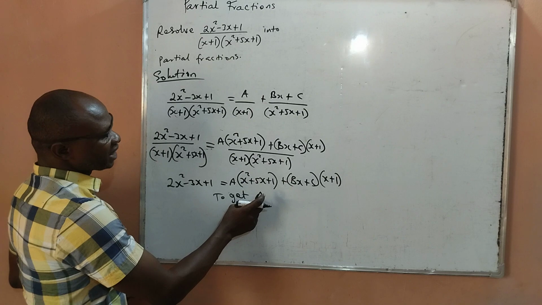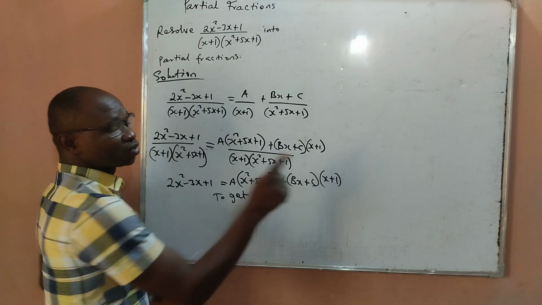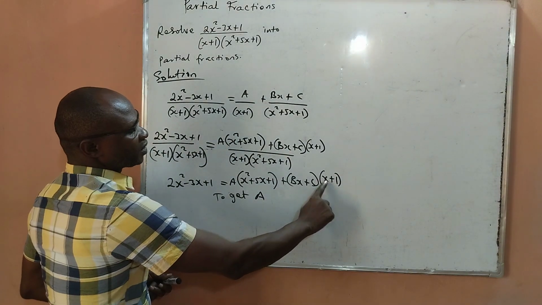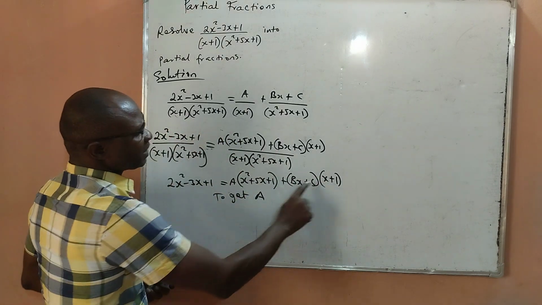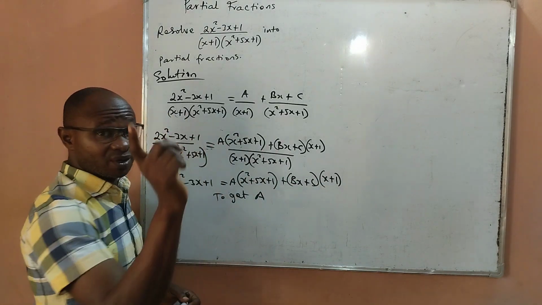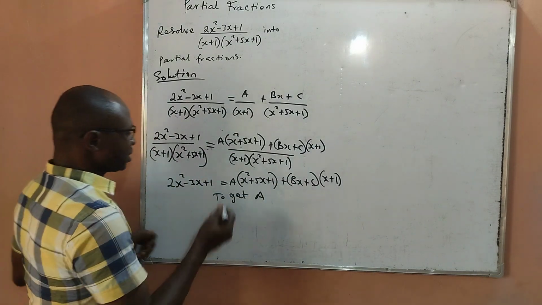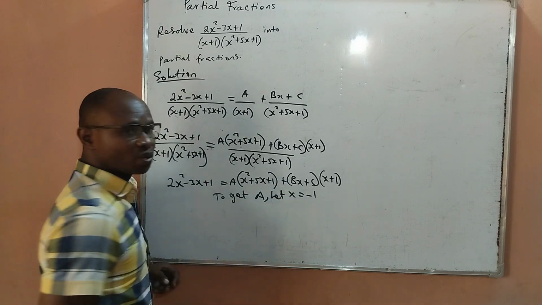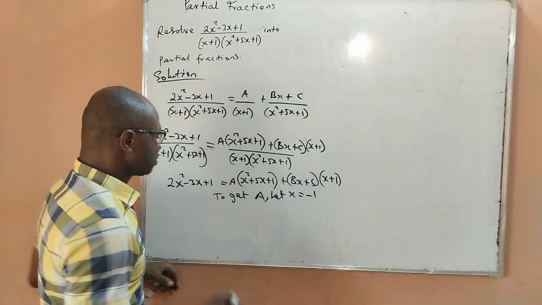Now, I want to get A. The only way I can get A is to make x negative 1. The reason is because if I make this place negative 1, what I have is negative 1 plus 1 will give me 0. And 0 multiplied by Bx plus C will give me automatically 0. That way, I can now find the value of A. So, let x be equal to minus 1. Anywhere I see x in the whole of the equation, I will replace it with minus 1.